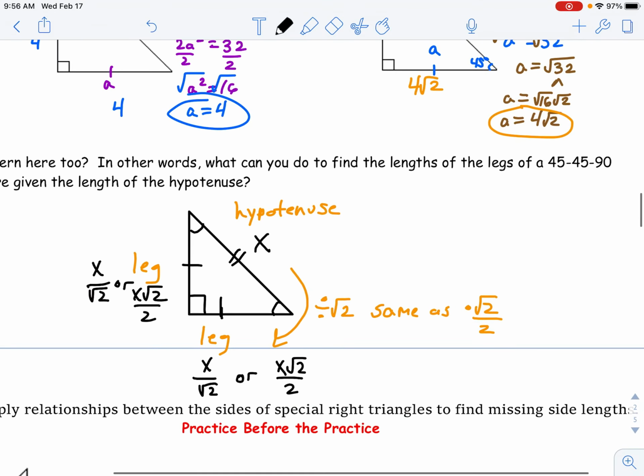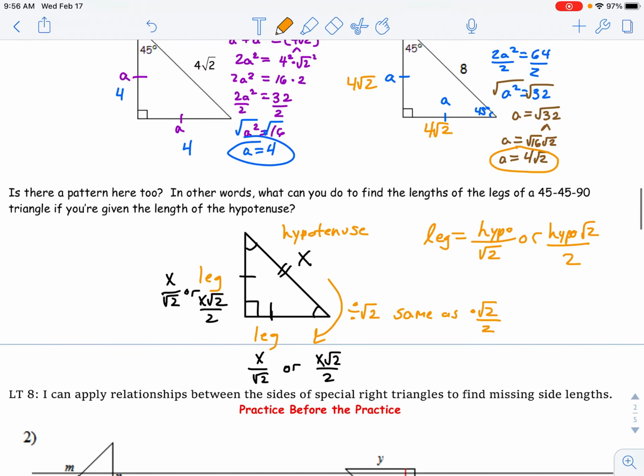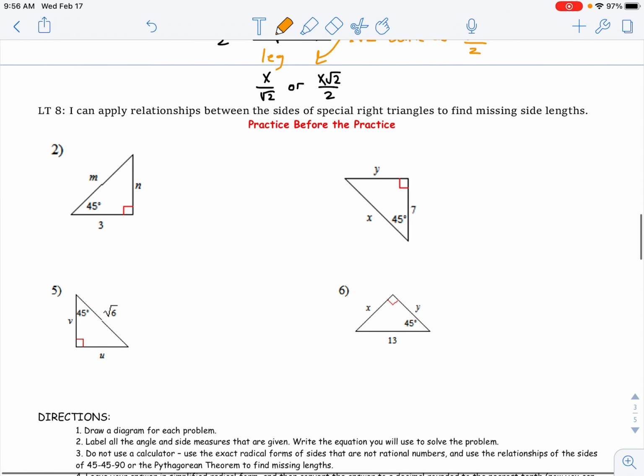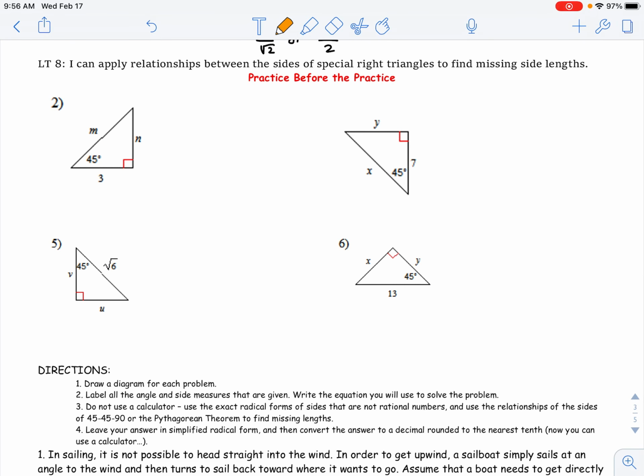And then we can write that out. Leg equals hypotenuse divided by radical 2, or hypotenuse times radical 2 over 2. Rationalizing the denominator. All right, so that's it. And what we're going to do is we'll actually save these for the next video. Stay tuned for more.